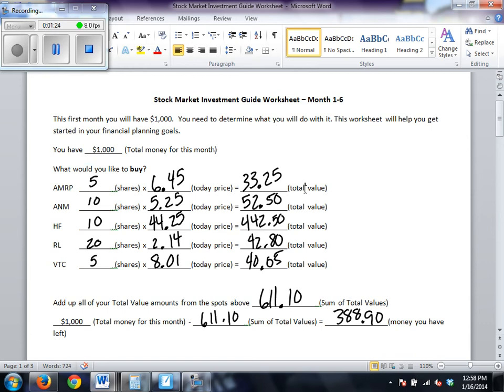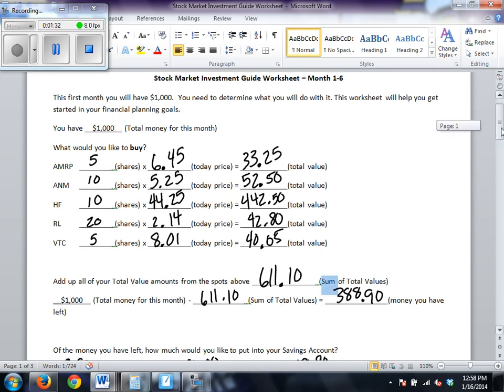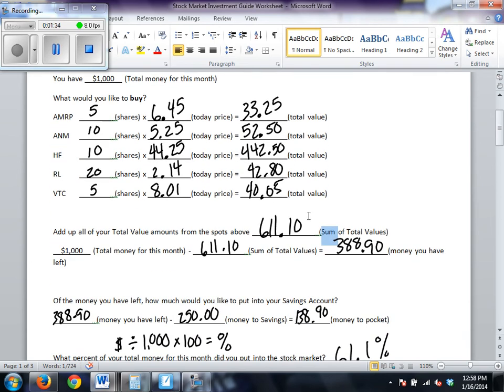Then you can use your calculator and calculate all of your total prices right here, and then add all those up. And so I have a grand total of $611.10 in the stock market. Okay, so that's how much money I tied up into the stock market. So I took my $1,000, which is the money that I have for this month. I subtract $611.10, so I have $388.90 left. That says money you have left.